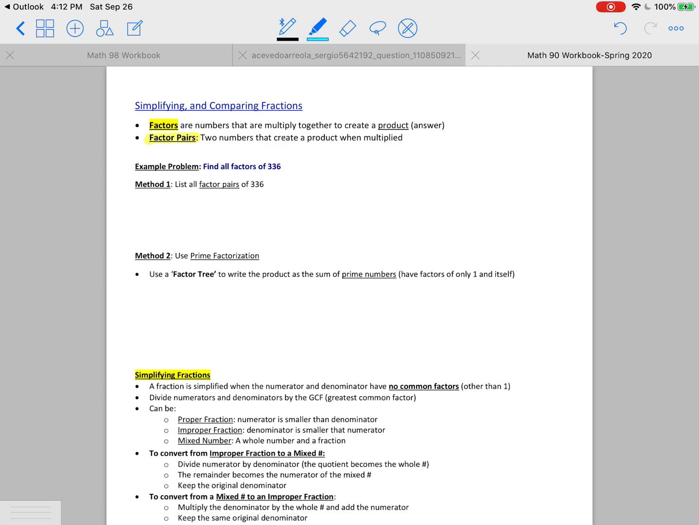This is the video that would go along with the beginning of the fraction unit. In particular, we're going to be talking about simplifying and comparing fractions today.